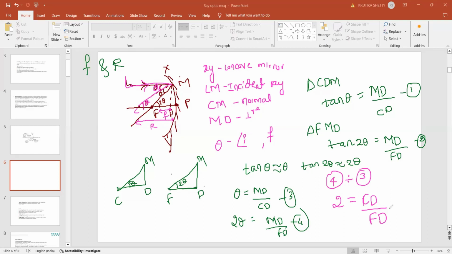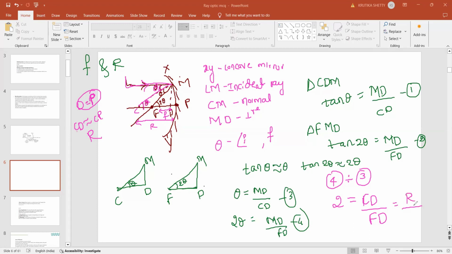Now come to the figure. Look at the figure, CD. If you see CD, the D point is very close to P, the pole. Since the pole and the D point are very close, CD is nearly equal to CP. What do we call CP? The distance between the center of curvature and the pole is called the radius of curvature, right? So you can write the CD value as R.